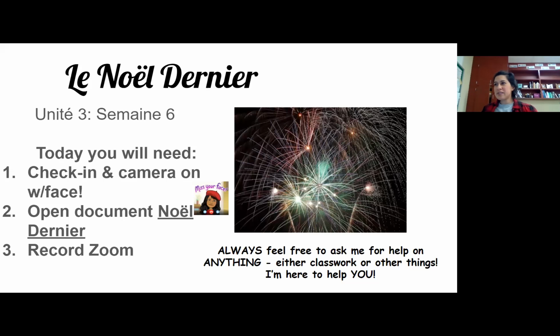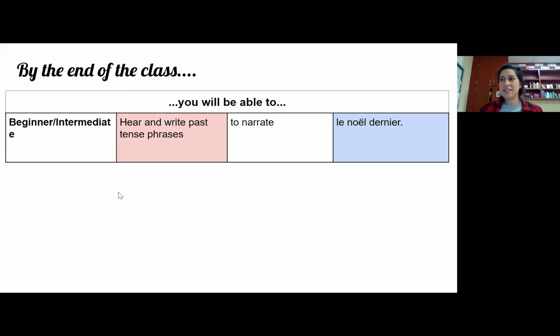So today we're going to look at this text, Le Noël dernier. So last Christmas, you can find the document on PowerSchool. You choose which one you open, Google Doc or Kami. You're going to annotate on it, and we're going to do it all together in class today.